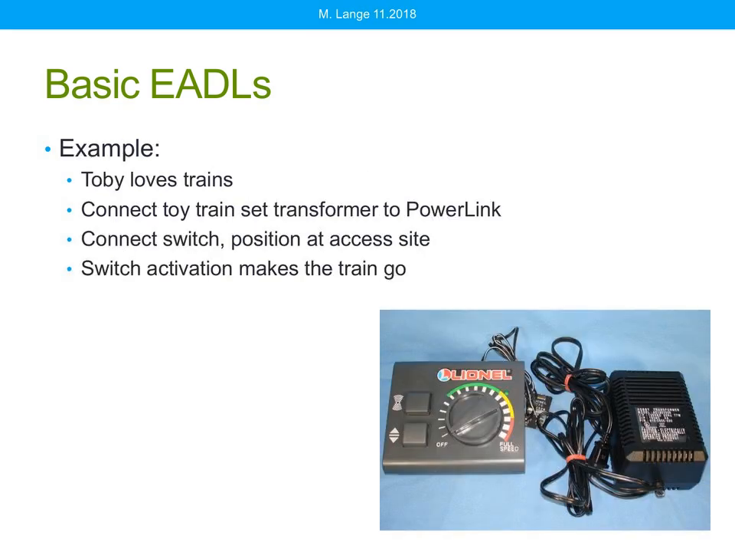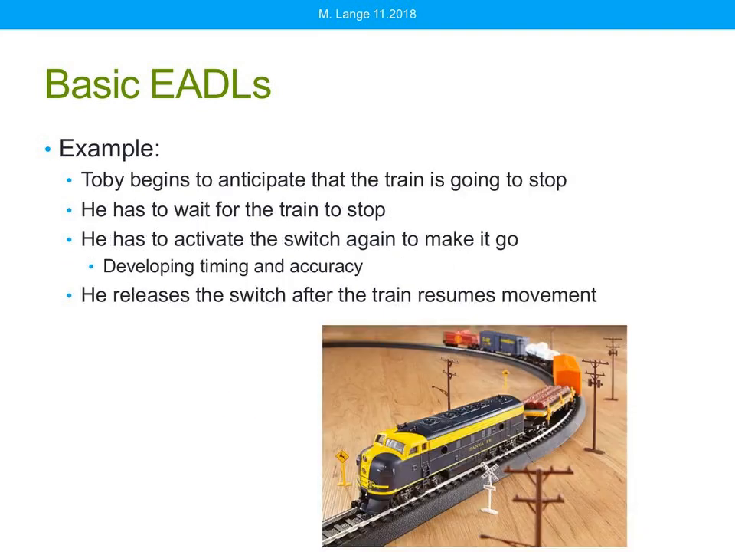So here's an example. Toby loves trains. I love trains. Trains are fun. Lots of kids love trains. We can connect a toy train to a power link. Trains have this transformer portion that plugs into the wall typically. This can plug into the power link instead. You connect a switch to the power link, turn the transformer on to the speed that you want. When the client activates the switch, the train begins to move.